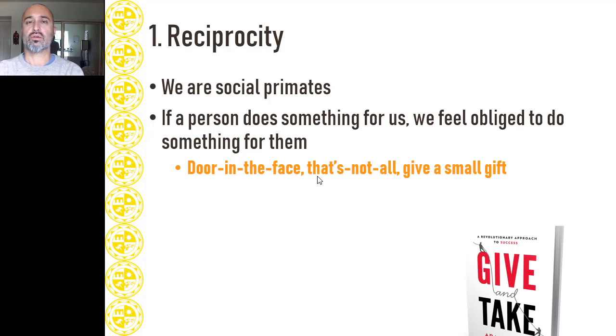So the way this works is when you ask for something big, generally people are going to say no. And then if you ask for something small, you've moderated your position. So you're no longer asking for that big thing. You've changed your position. You're accommodating them. You're doing them a favor in a sense by asking for something smaller. And so as a result of that, you've done something for them. They feel an obligation to do something for you. So they're more likely to say yes to that smaller request.